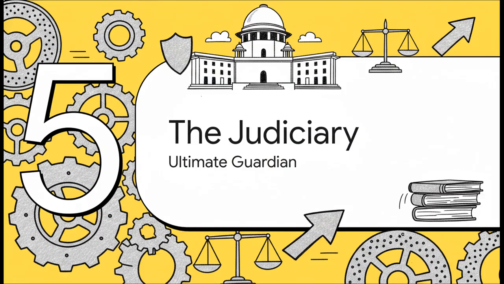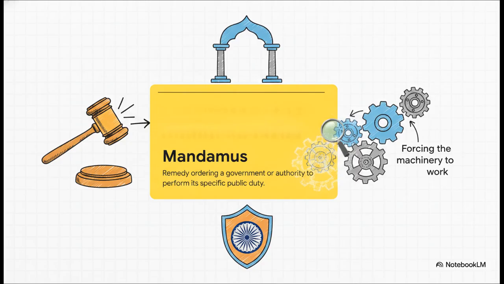Which brings us to our final stop, Section 5, Judiciary, the Ultimate Guardian. India has a single, unified, and entirely independent judicial system with the Supreme Court sitting at its absolute apex. To really understand how the judiciary guards the state, we have to look at its specific tools. A vital one is mandamus.